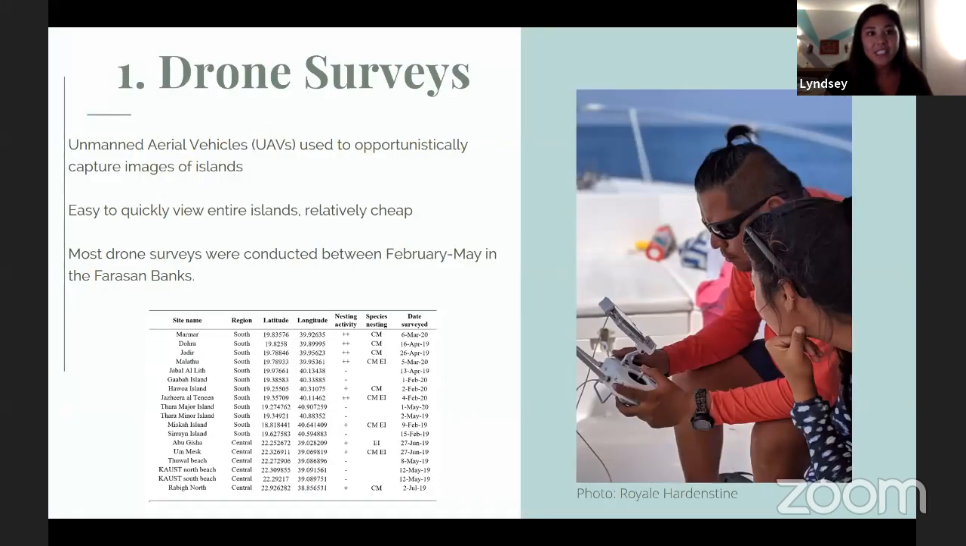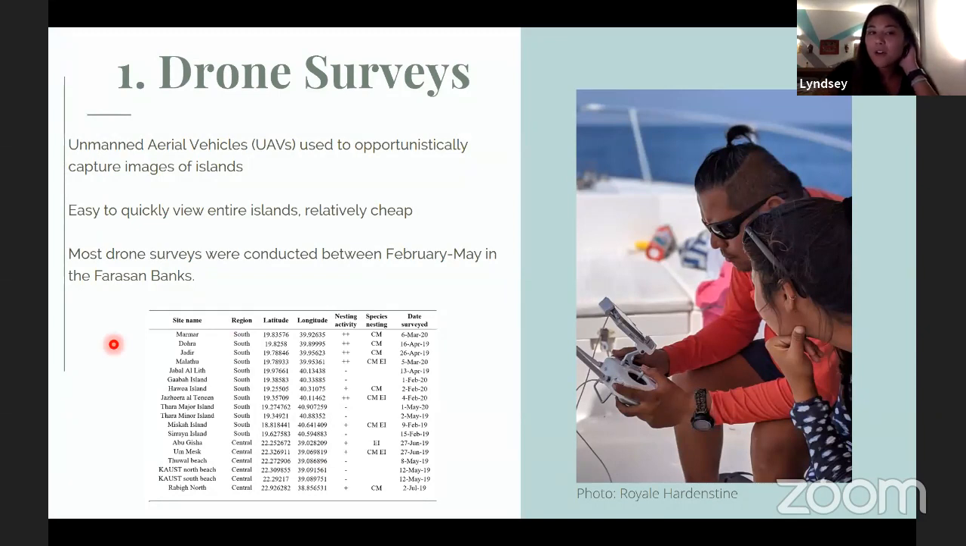And fortunately, using these drones, also known as unmanned aerial vehicles, we've been able to find quite a few nesting sites. Out of 18 islands and beaches that we surveyed, 10 of them had nesting evidence.